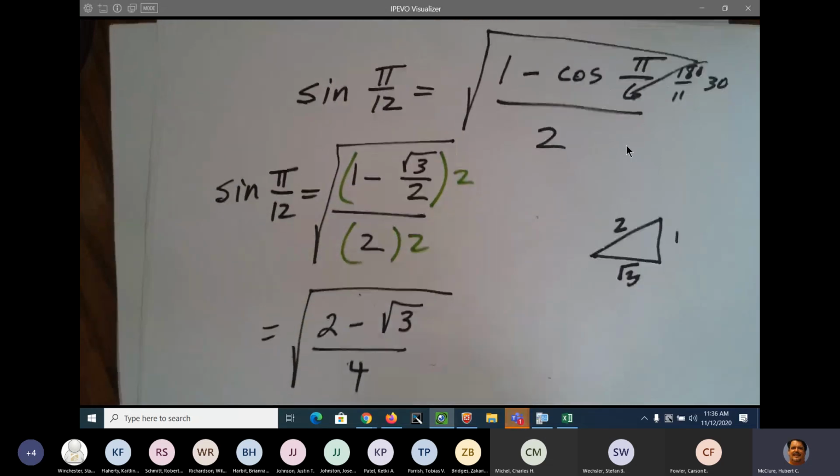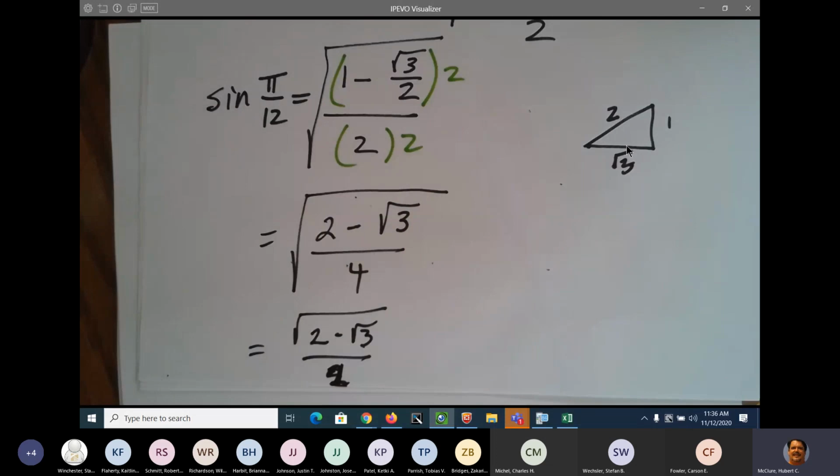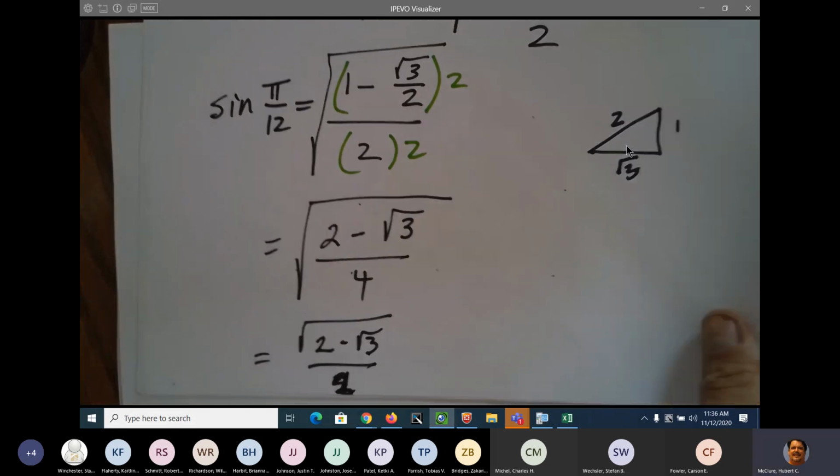So you see, they're very similar, but you might have a different sign here or there, but the methodology is the same, the process is the same. Okay, next one.